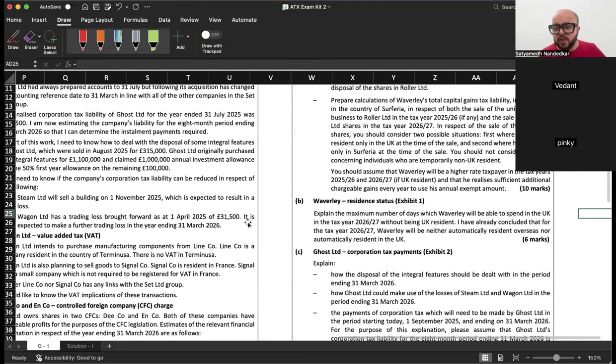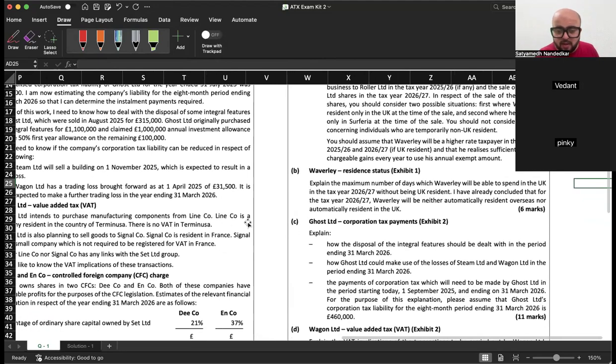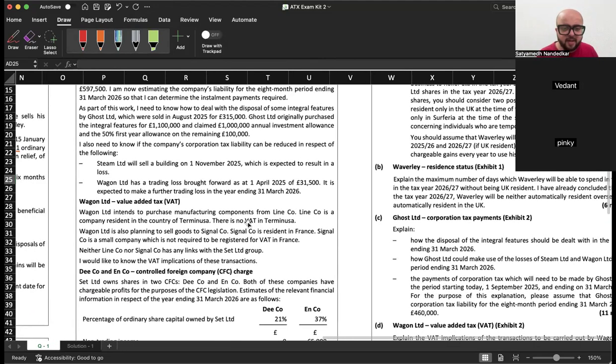ठीक है. दूसरा जो कंपनी है, what is the other company? Wagon Limited. Wagon Limited has a trading loss brought forward at 1st of April of 31,500. It is expected to make a further trading loss. See, Set Limited owns 100% capital in all the companies. So all the companies are naturally a part of the loss relief group.